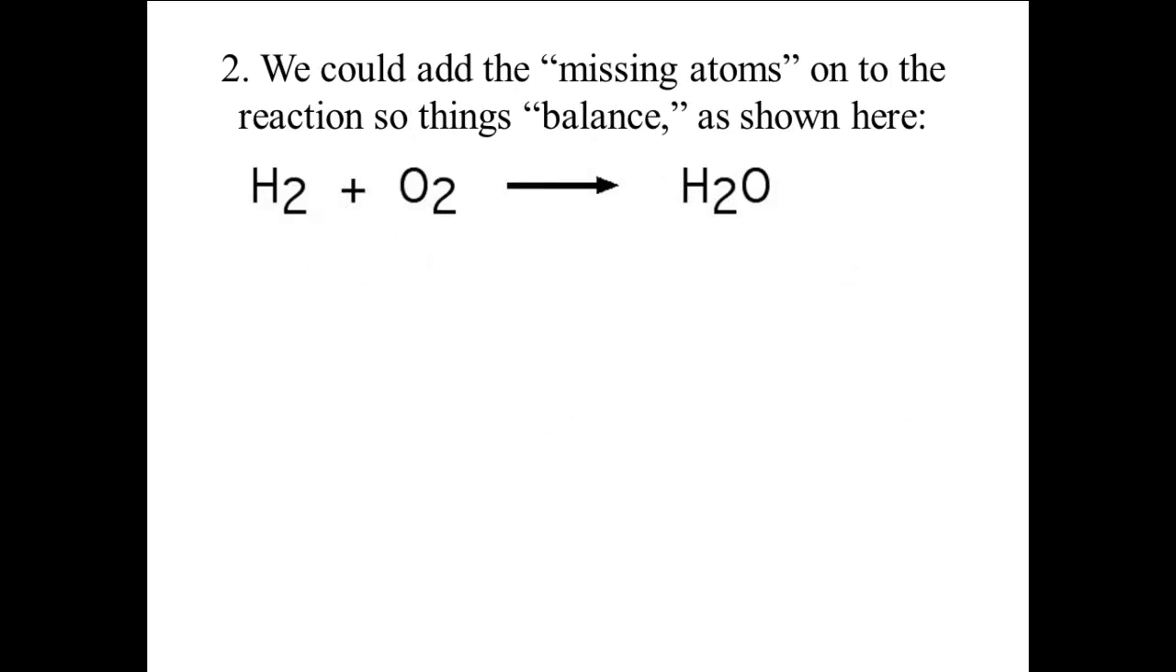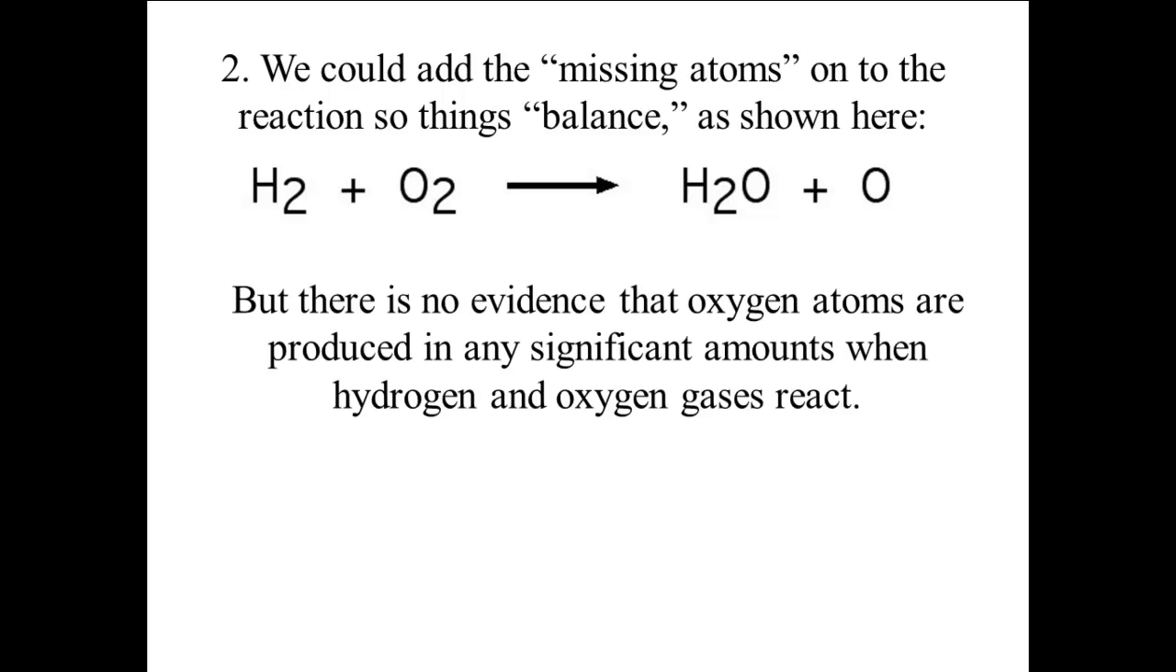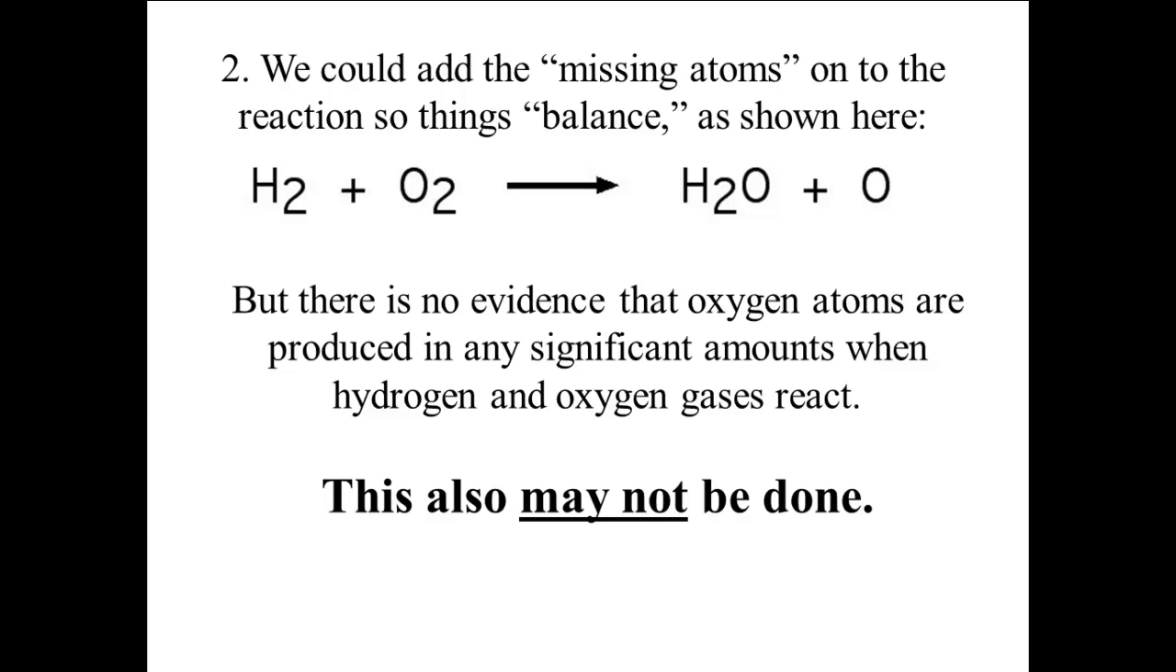2. We could add the missing atoms onto the reaction so things balance, as shown here. H2 plus O2 gives H2O plus O. But there is no evidence that oxygen atoms are produced in any significant amounts when hydrogen and oxygen gases react. This is also not allowed. You may not simply add the missing atoms to the other side of the equation in order to balance the equation.